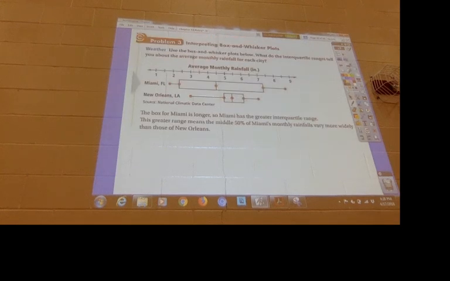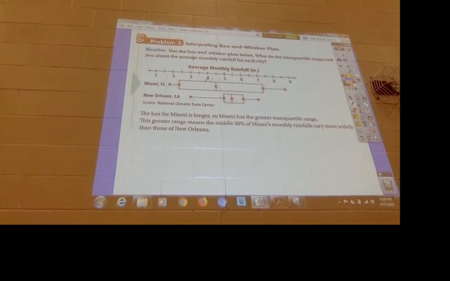Problem three. I left the answer on there. It says use the box and whisker plot below. What do the interquartile ranges tell you about the average monthly rainfall for each city? All right, so Miami, my interquartile range, that's your box part of your box and whiskers. Miami's average rainfall is here. Guys, these are serious questions on the test. This is my interquartile range for Miami. This is for New Orleans. And we're talking average monthly rainfall. So what is this telling me about the different rainfalls in the city?